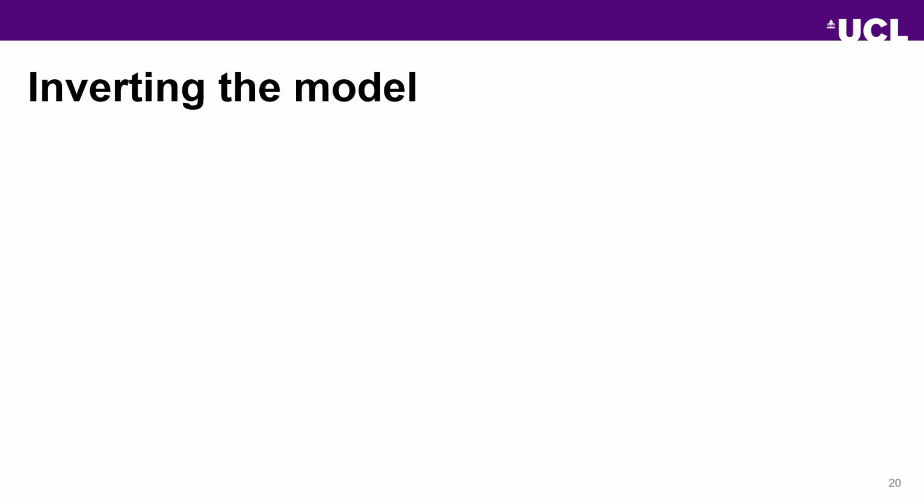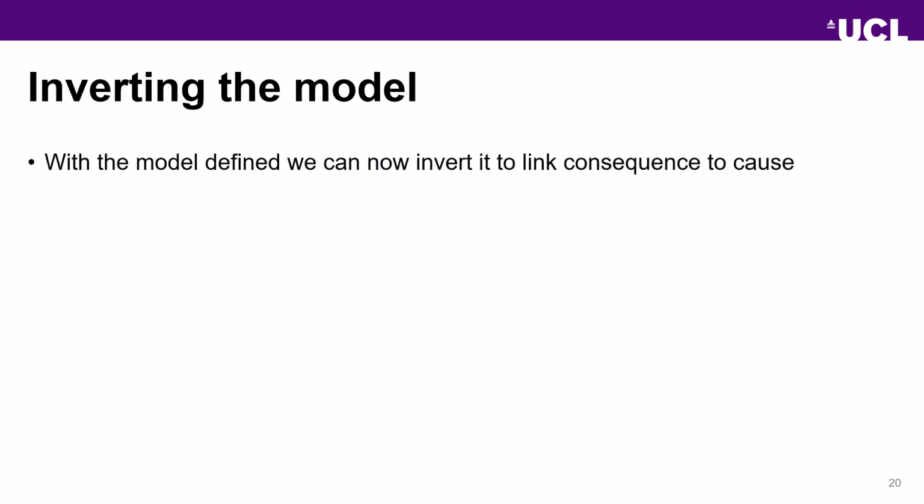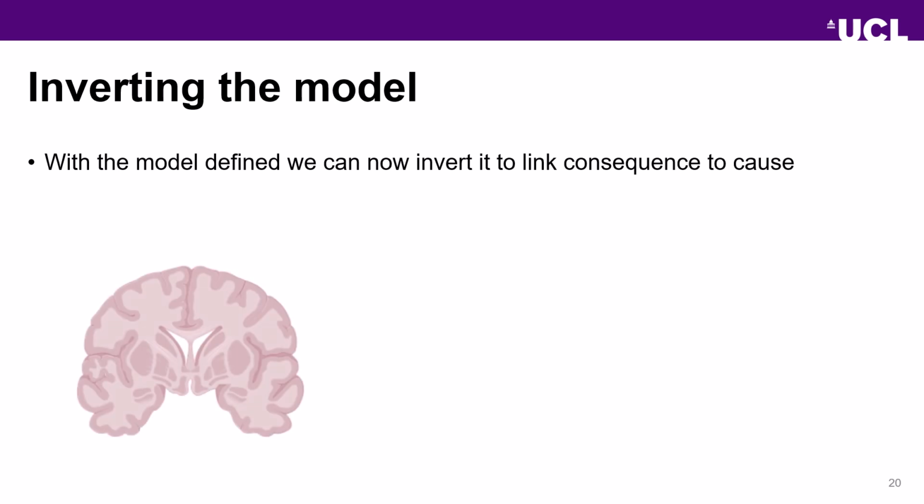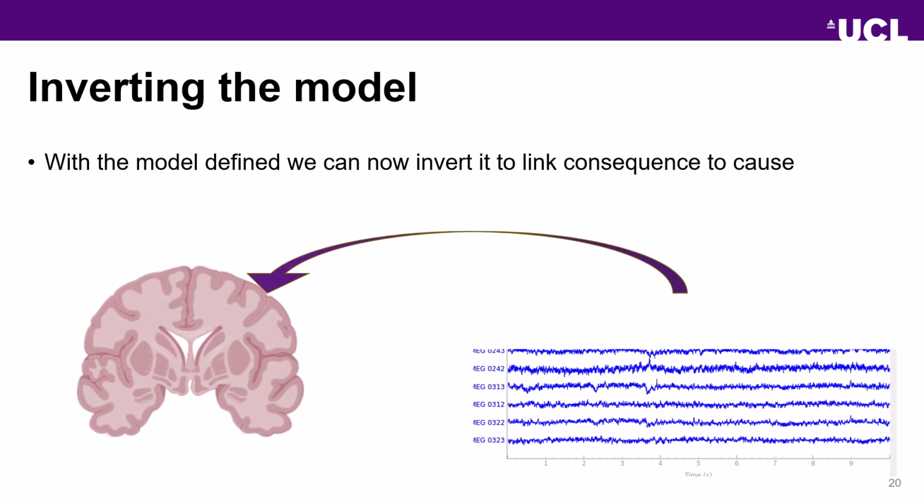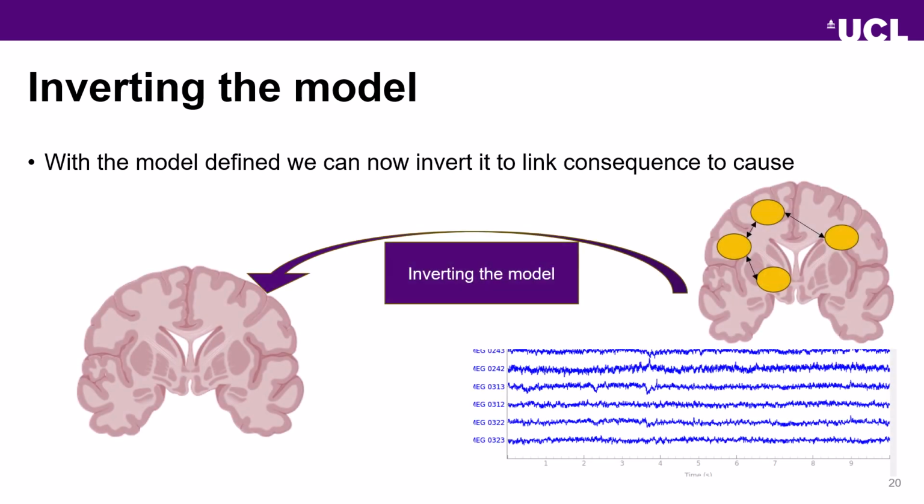So we have our model, we have our priors, and we have a way to assess model fit. So how do we invert the model? How do we get these parameters? Well, we can now invert it to link consequence to cause. So if we go back to this model I showed at the start, we do this part. We invert the model with our data and our hypotheses, and we see how well this fits our original data that we have.